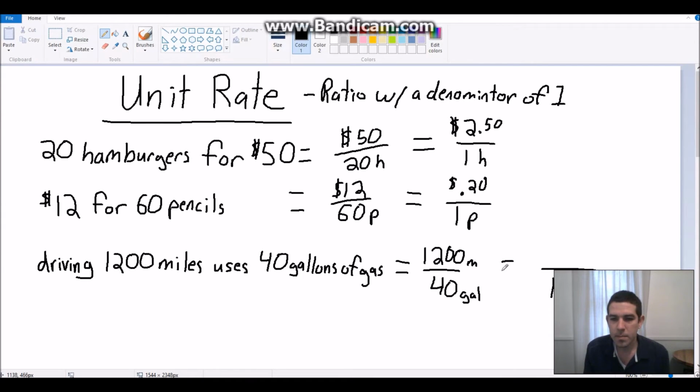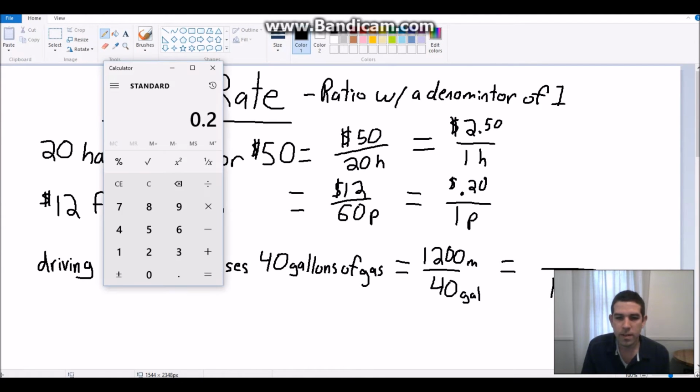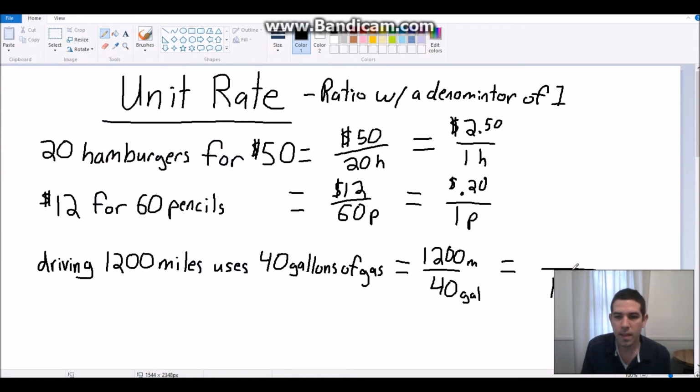Now that I have it set up, I can do 1,200 divided by 40. And turns out the answer is 30, meaning that I can get 30 miles for 1 gallon. 30 miles per gallon. That would be the gas mileage for that car. So whenever we want to find out unit rate, we want to do top number divided by the bottom.